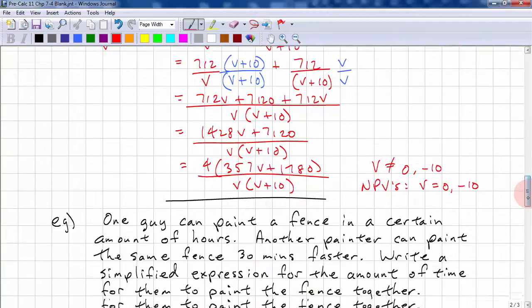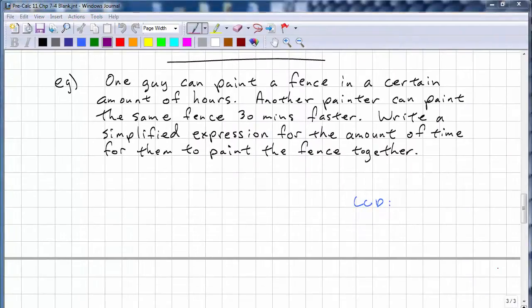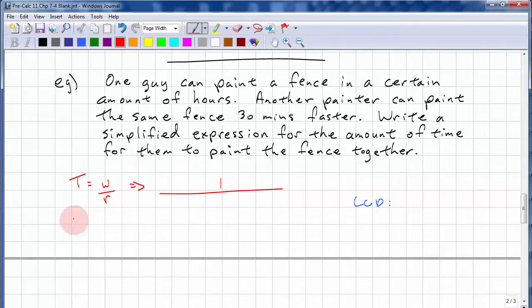Let's look at another example. One guy can paint a fence in a certain amount of hours. Another painter can paint the same fence 30 minutes faster. Write a simplified expression for the amount of time for them to paint the fence together. So the formula that we'll use is time equals work divided by rate. So they want to paint one fence. And the rates for the painters are work divided by time.